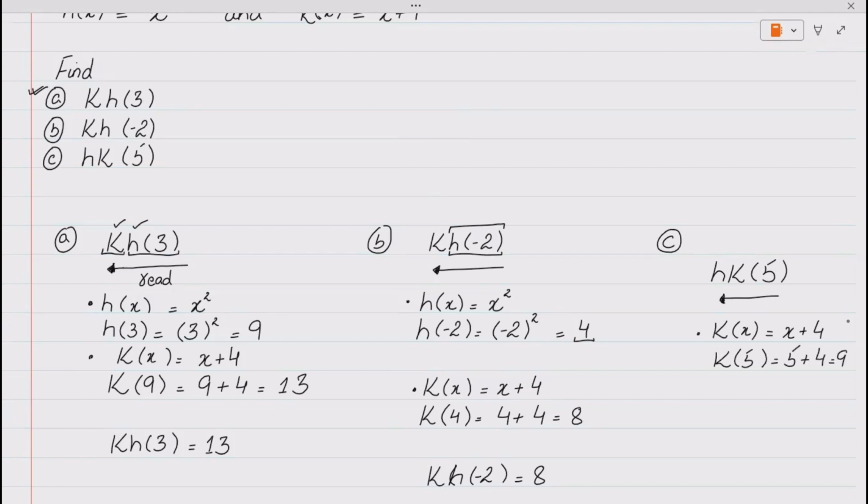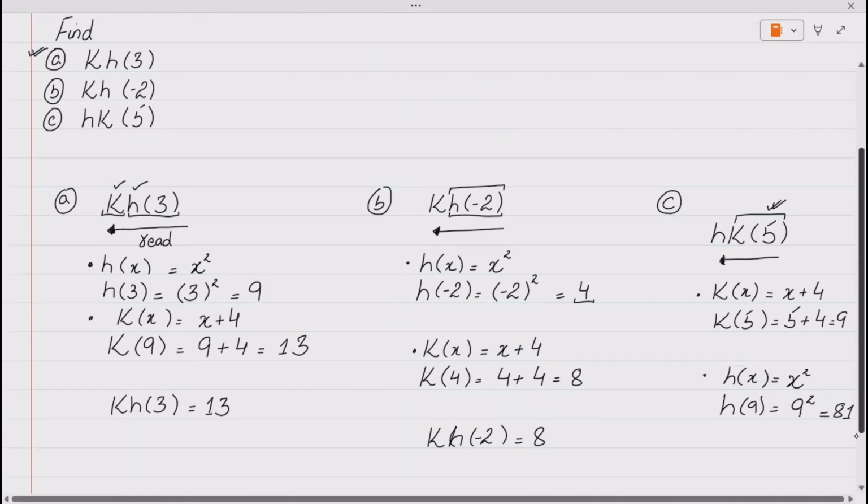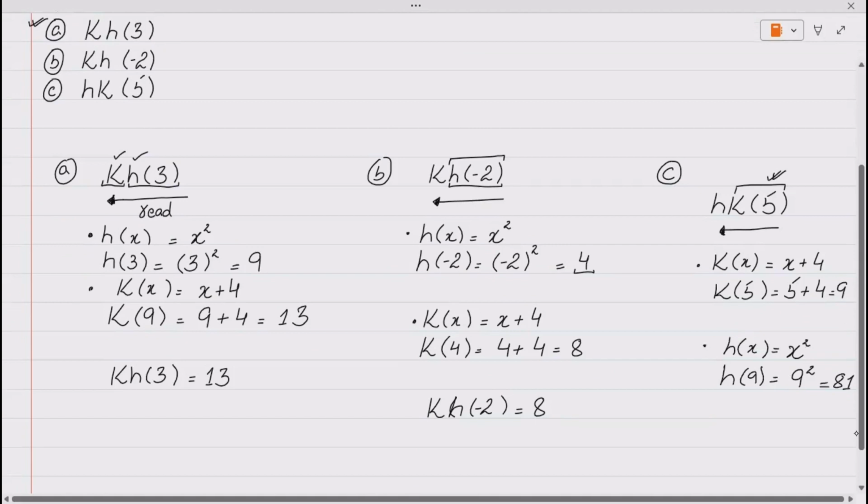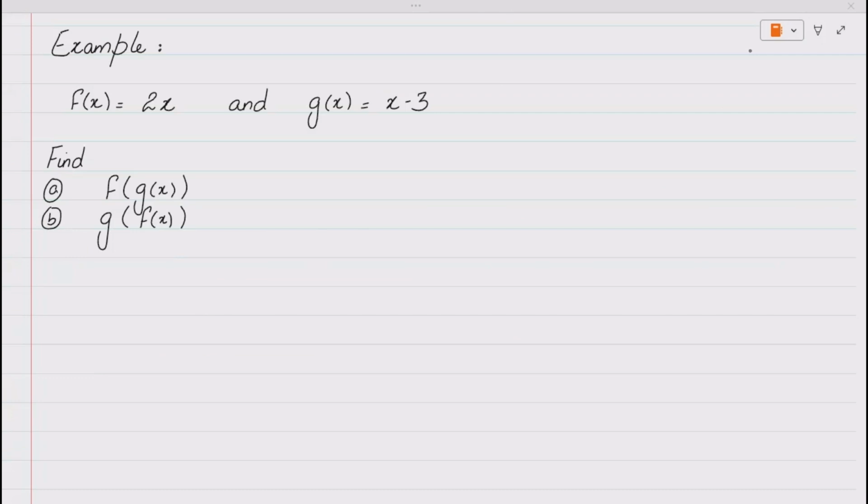Then we have to put this k of 5, right? We found out k of 5. Now we put it in h. So h of x is x square. So h of 9 is 9 square, which is 81. So that is how you can evaluate the composition of function. An example is done. So here is another example.